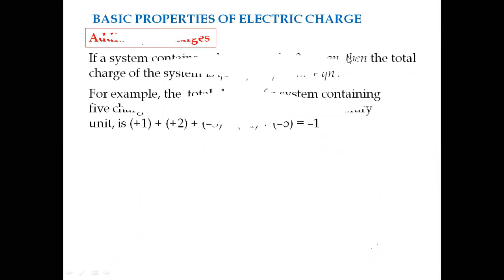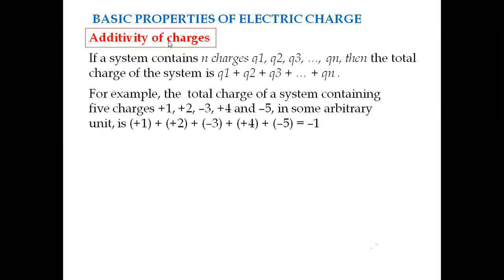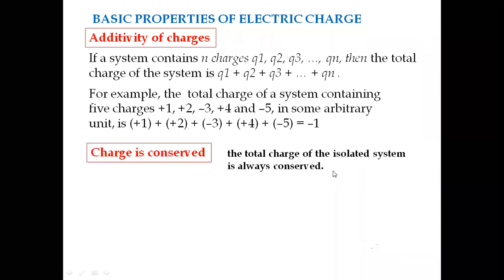The basic properties of charge, very systematically. There are 3: additivity, conservation, and quantization. So first, additivity is mathematically written. You can cross-check. Second property is very interesting. Charge is conserved. The total charge of an isolated system is always conserved. So when you have an atom, the atom exhibits a neutral state. You have a positive charge nucleus, and negative charge electrons which revolve around the nucleus.